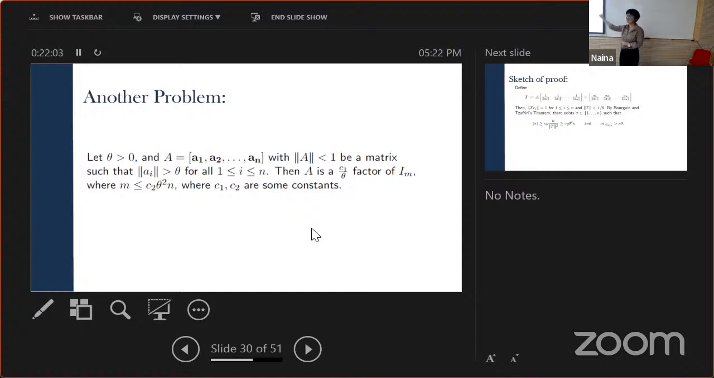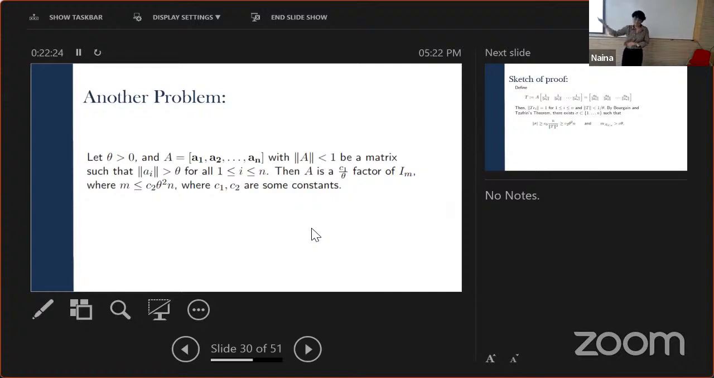And so what this says is that if I have a matrix A with columns A1, A2 to AN, and the norm of A is bounded by 1, is smaller than 1, such that each column has a norm bigger than theta, then I can say that A is a C1 by theta factor of the identity matrix M, where M is bounded by C, some other constant times theta squared M, where C1 and C2 are some constant.